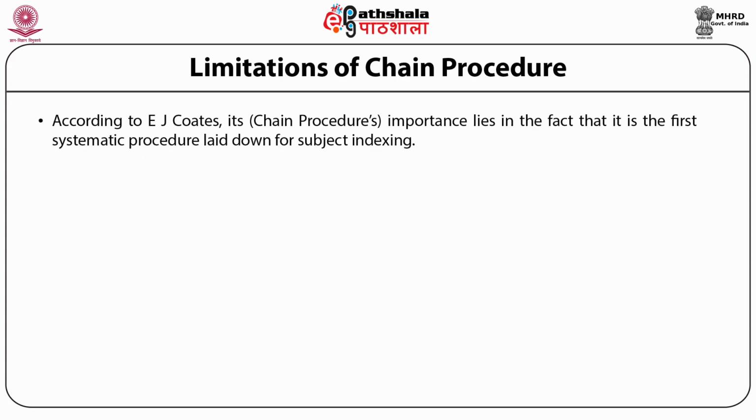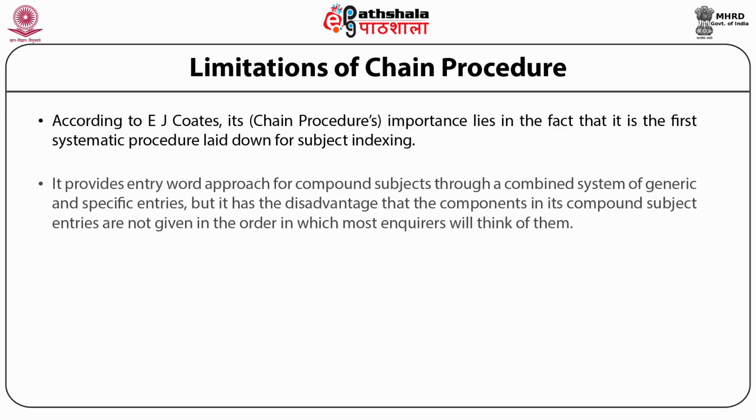According to E.J. Coates, chain procedure's importance lies in the fact that it is the first systematic procedure laid down for subject indexing. It is nearly, though not quite, mechanical in its method of working. It scores heavily over earlier practices on grounds of economy. It provides entry word approach for compound subjects through a combined system of generic and specific entries. But it has the disadvantage that the components in its compound subject entries are not given in the order in which most inquirers will think of them. Finally, it demonstrates subject relationship by alphabetical collection of entries on different aspects of the same subject.